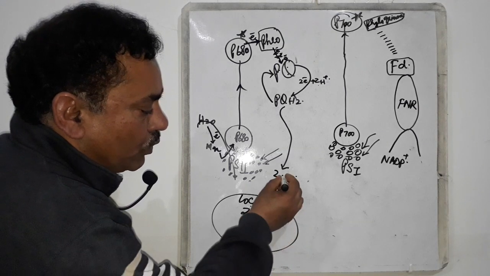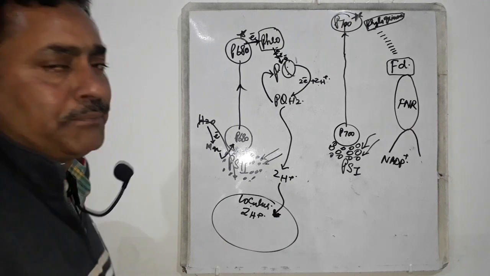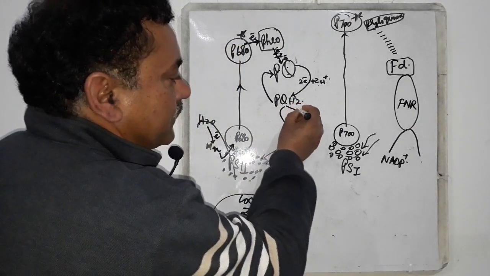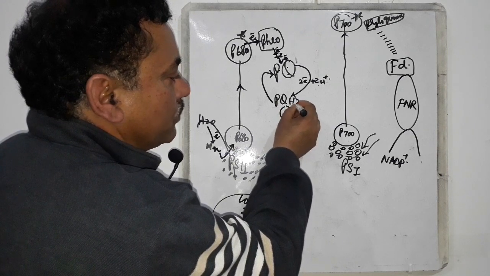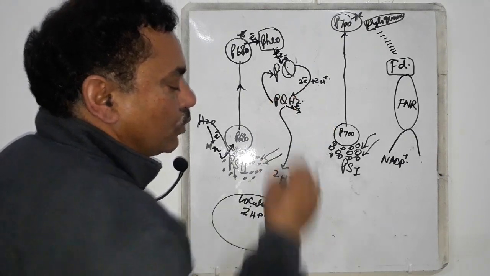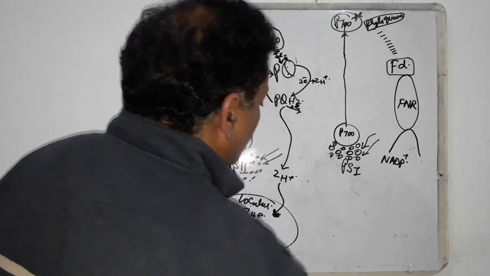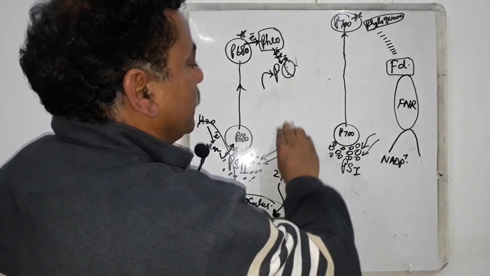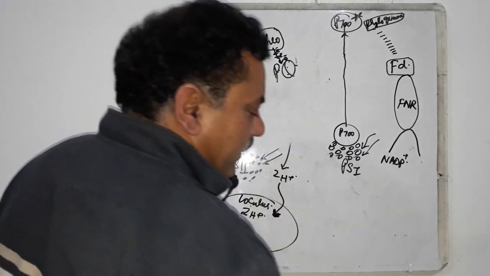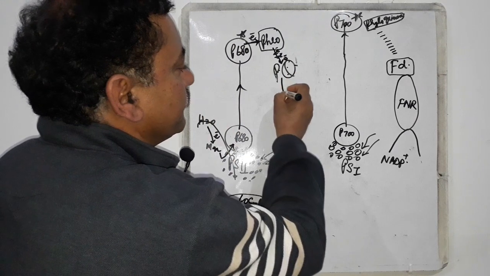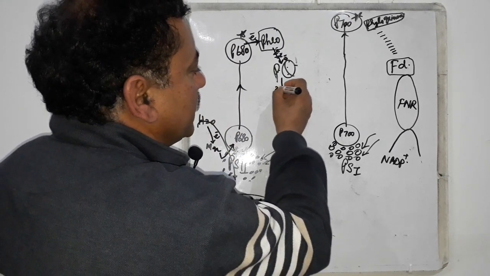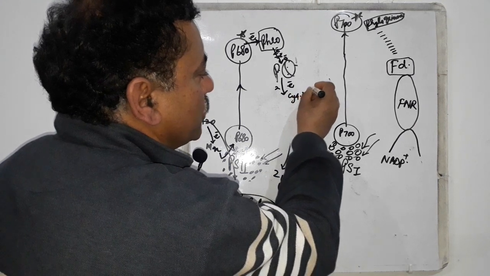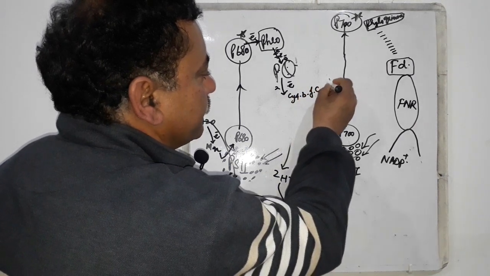So these 2 protons join the protons that came from photolysis of water. And the electrons, here 2 electrons are to be handed over to the cytochrome B6F complex. So here I will show you this plastoquinone giving the 2 electrons to cytochrome B6F complex.